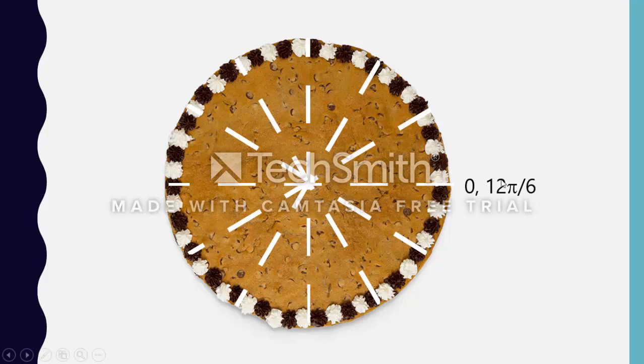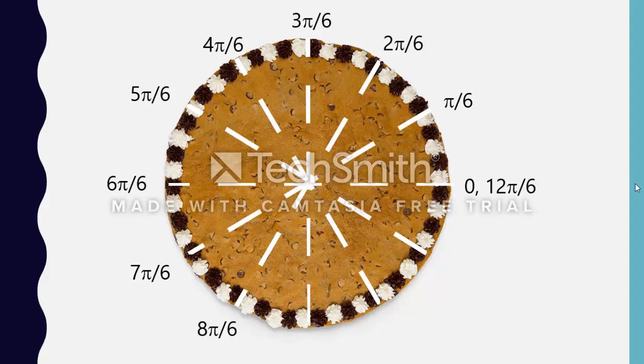The answer is that in radians, 30 degrees is pi over 6. So the increments that we will be counting up by is pi over 6 radians. So we have 1 pi over 6, 2 pi over 6, 3 pi over 6, and so on, all around the perimeter of our cookie.